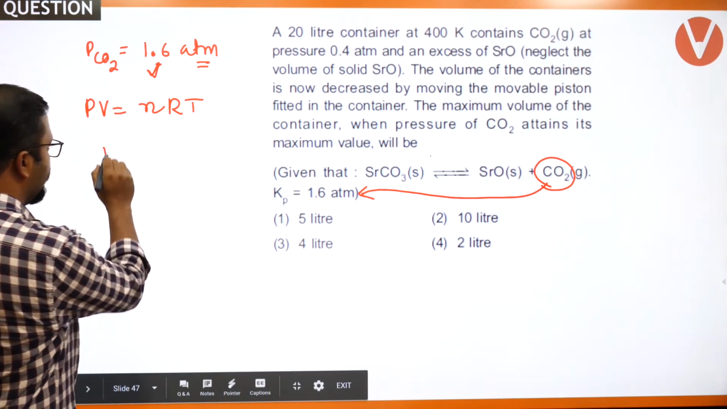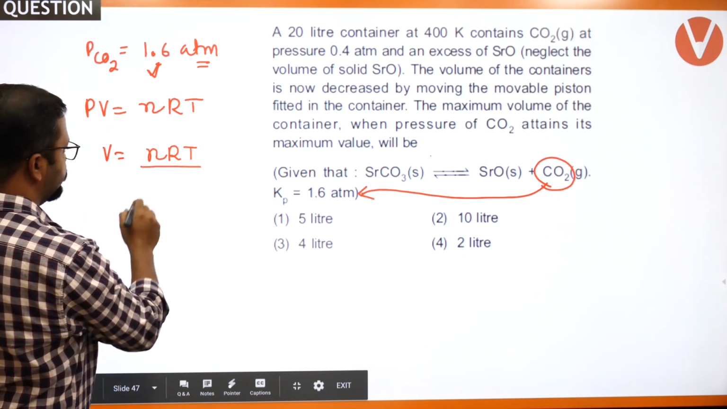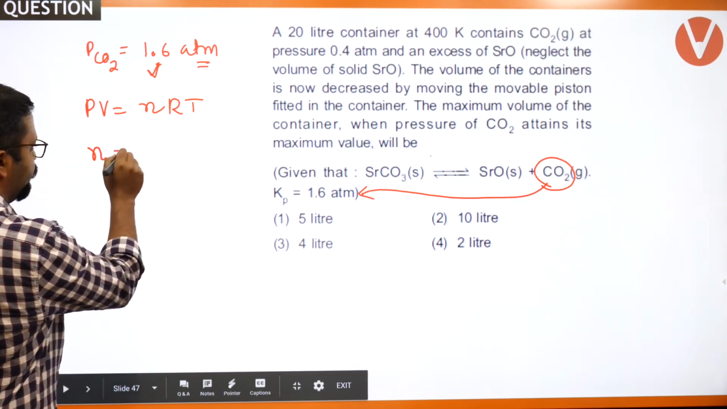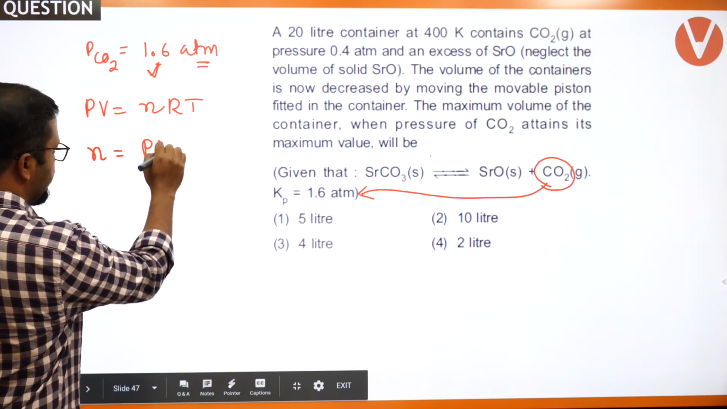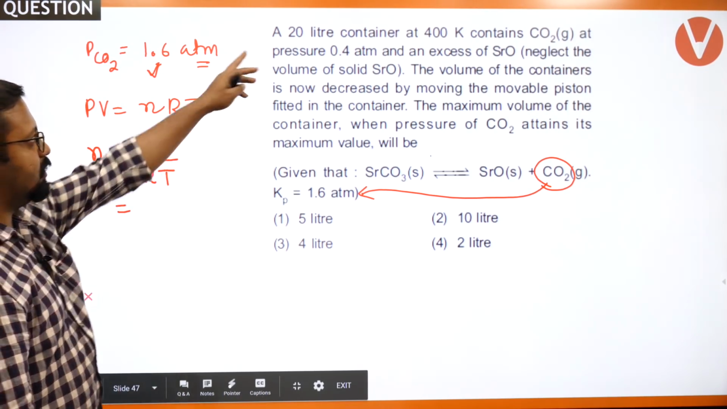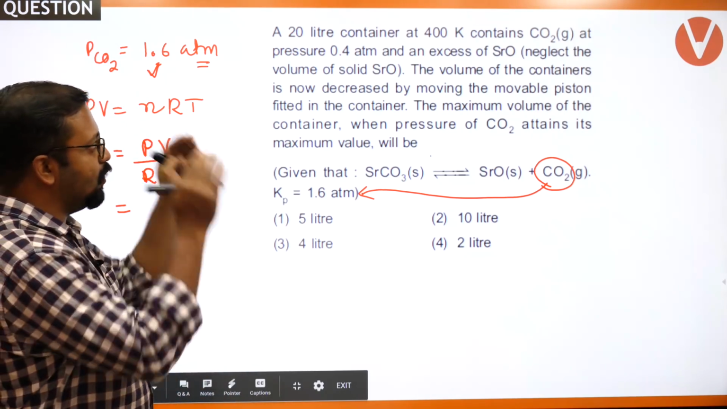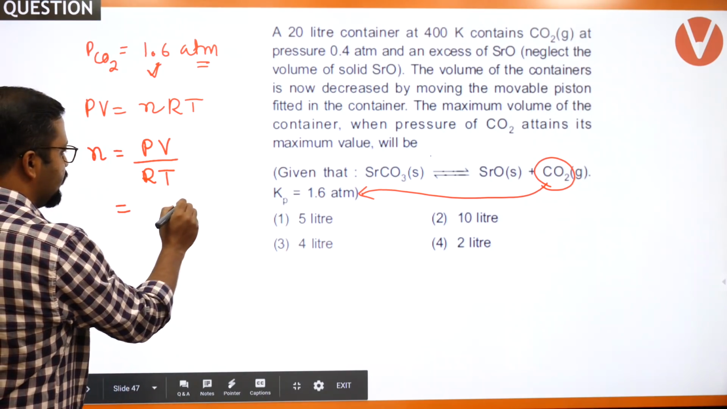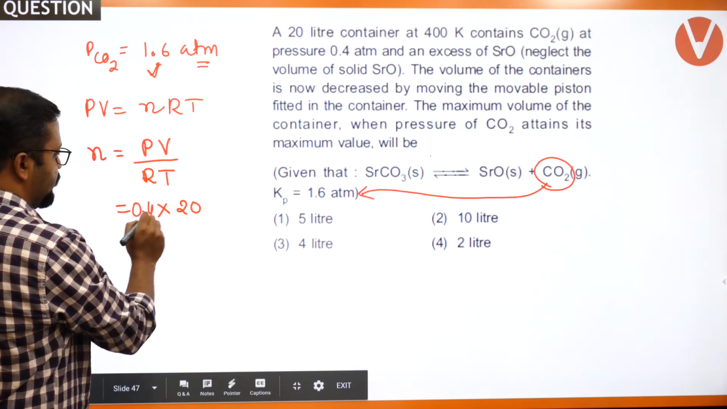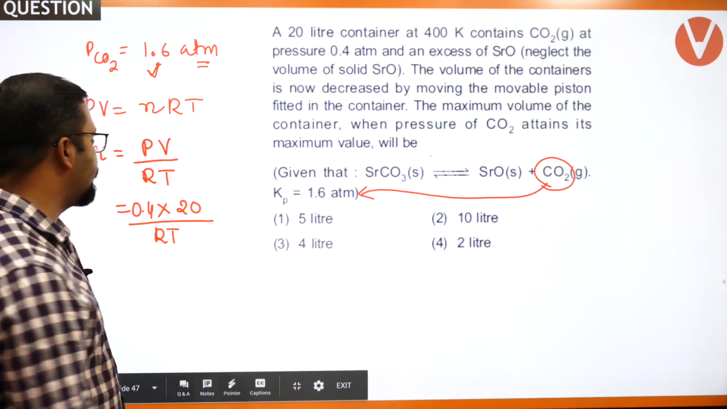Okay, I need to calculate volume. Sorry, if I take the number of moles, then I'll write it as n = PV by RT. What is the pressure given? Since it's an insulated, closed container, 20 liters is the volume. Pressure is 0.4 RT. We will write this.